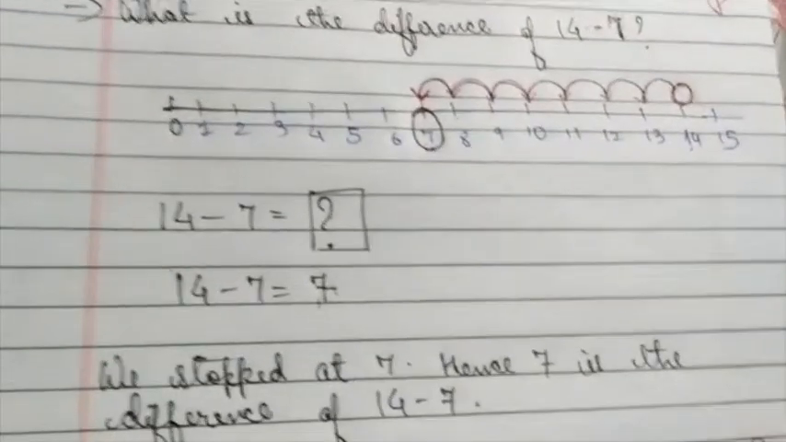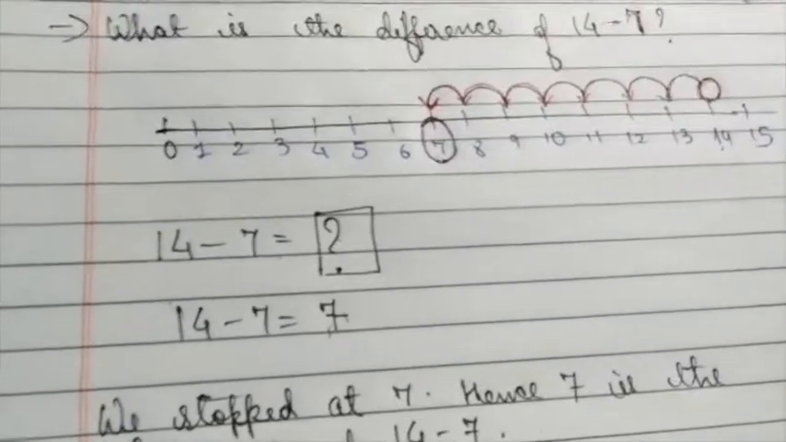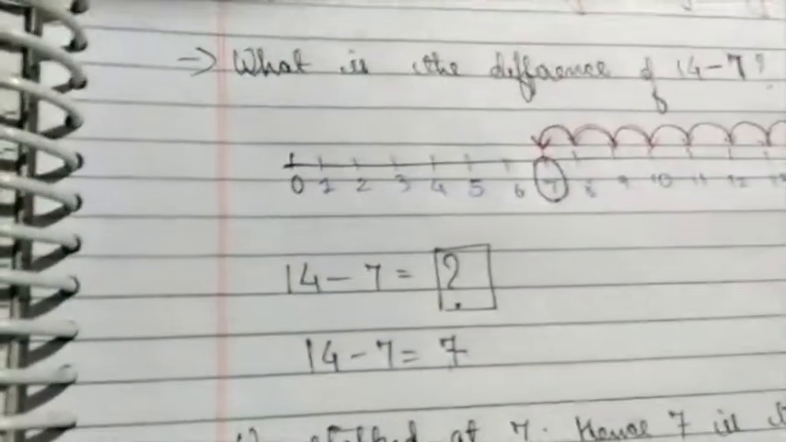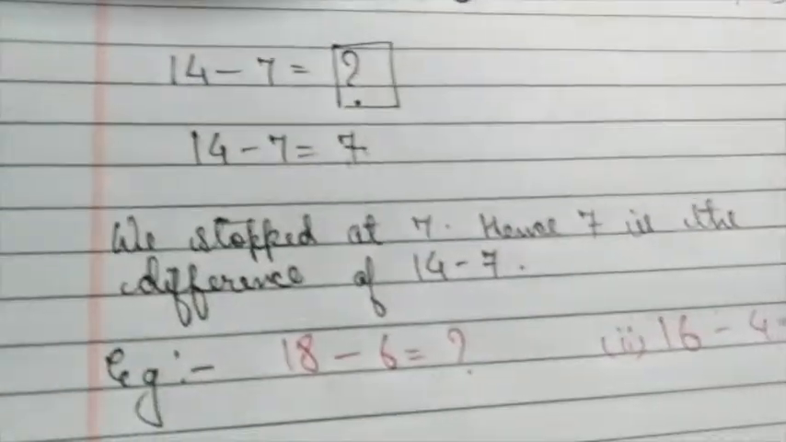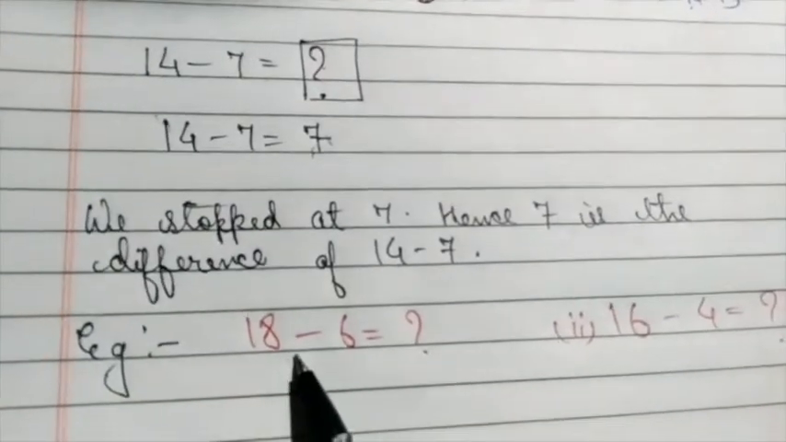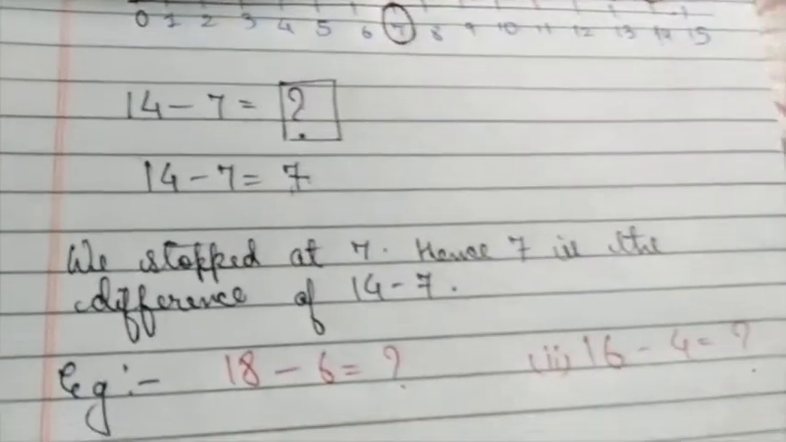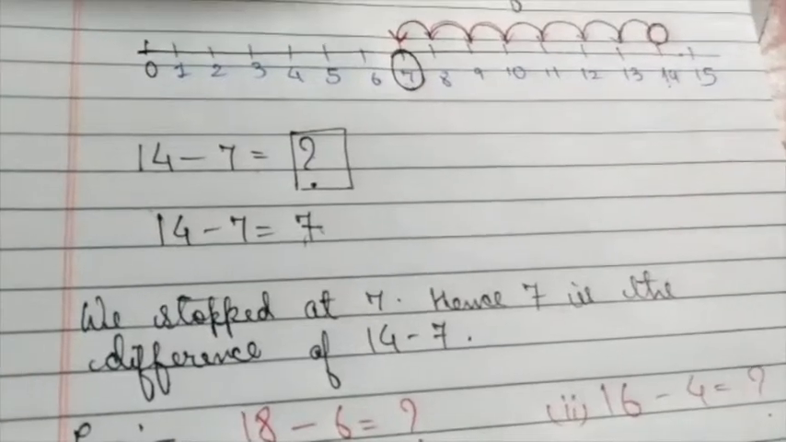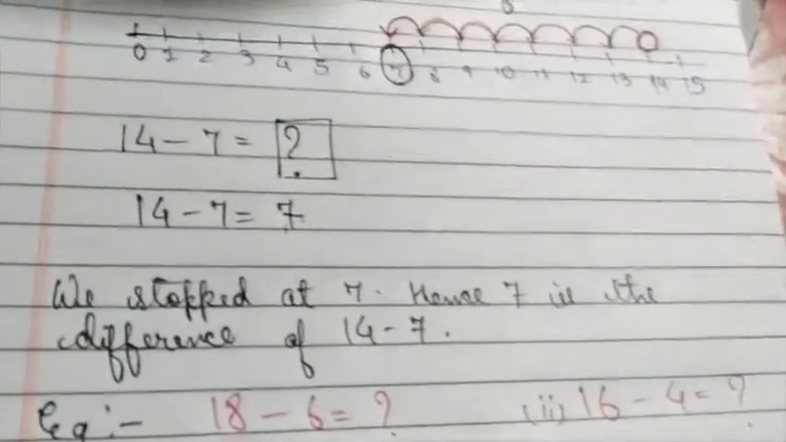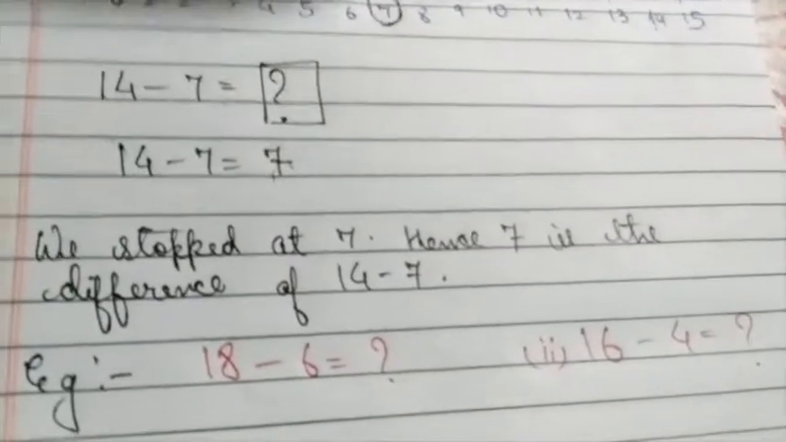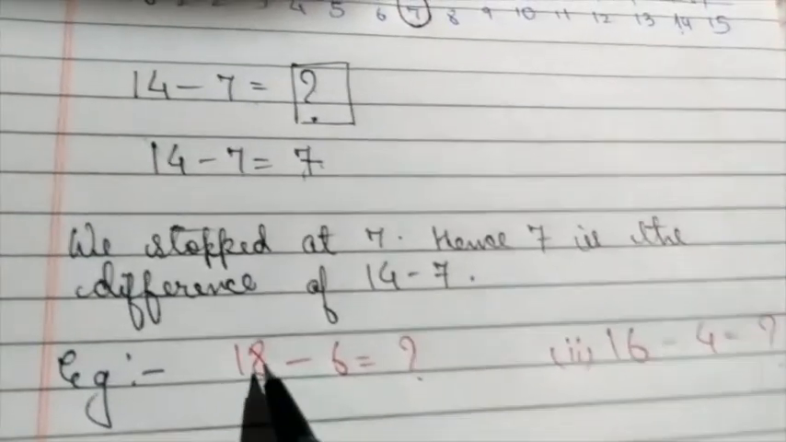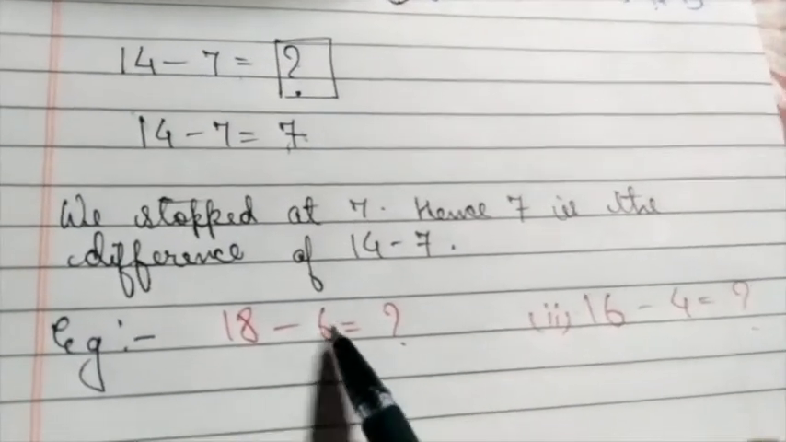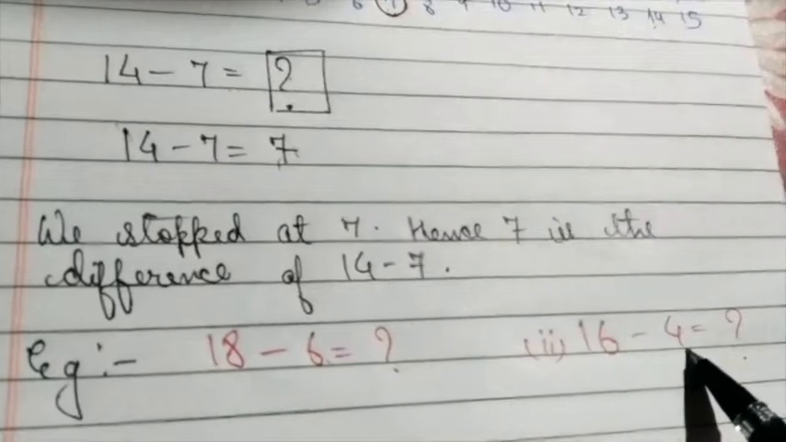Now I have 2 more examples for you, students. I hope you will do them using any method. We have studied 3 methods: taking away, comparison, and backward counting. Use any method and find out the difference between 18 minus 6 and 16 minus 4.